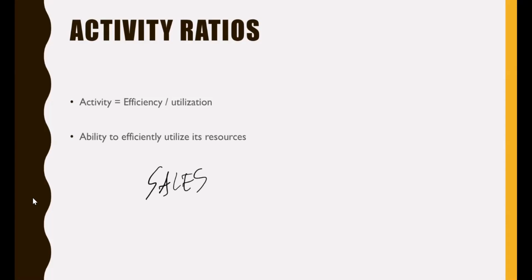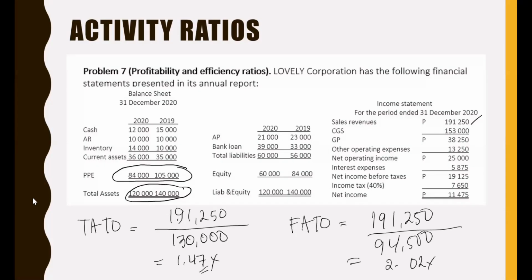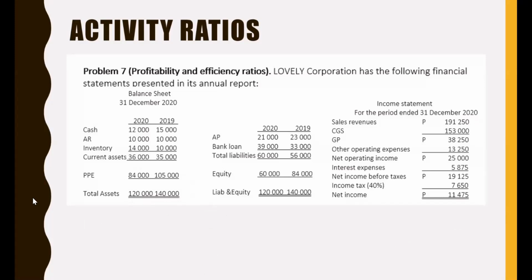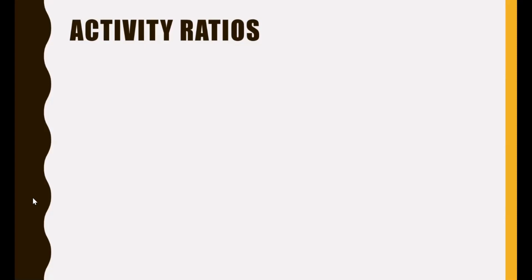Okay, so from using these assets, how much sales are generated. Yan. So, yun yung tinutukoy sa activity ratio. So, first, okay, burahin natin. Yan. So, ito yung problem. Lovely Corporation has the following financial statements presented in its annual report. Tingnan natin kung ano yung yan. So, ito yung ratios. So, first, we have total assets turnover.